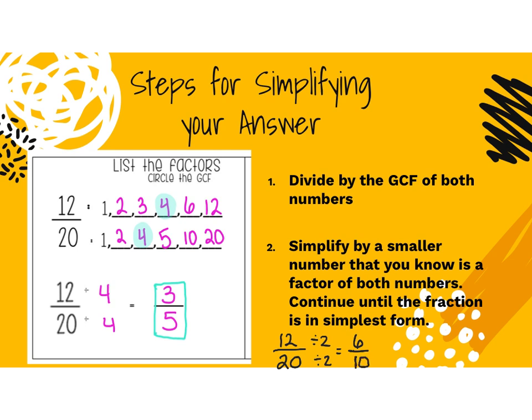Both 6 and 10 are even numbers as well, so we can divide them both by 2. 6 divided by 2 equals 3, and 10 divided by 2 equals 5. So again, we get an answer of 3/5.